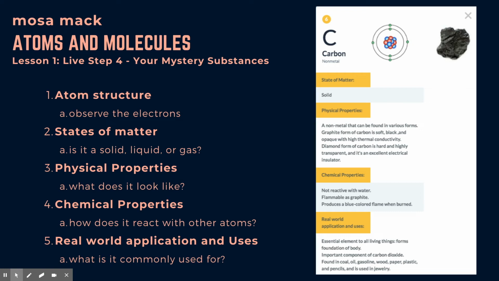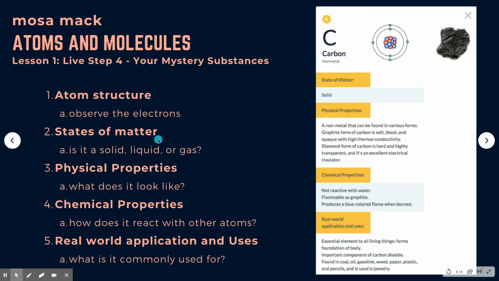Whenever you click on any of the elements, I have carbon here as an example. The first thing you're going to notice is the atom structure. That is the atom structure right here. We have our protons and neutrons in the center, and the electrons are on the shells, orbiting around the nucleus. So you want to observe the electrons, and how many are on each of the outer layers.